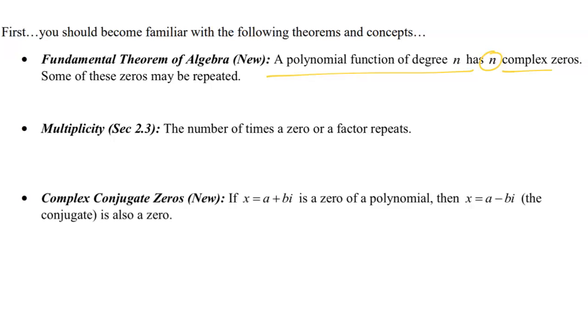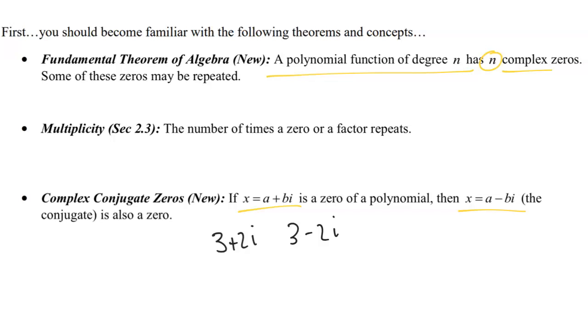In section 2.3, we talked about multiplicity. That was the number of times a zero or a factor repeated. And then something new here in section 2.5 is if x equals a plus bi is an imaginary zero of a polynomial, then its conjugate, a minus bi, must also be a zero. So for example, if I tell you that 3 plus 2i is a zero of a polynomial, that means that 3 minus 2i must also be a zero.